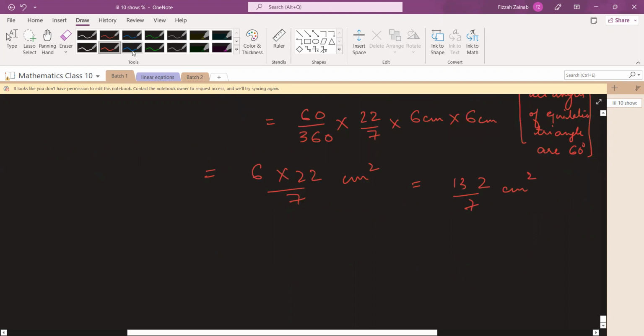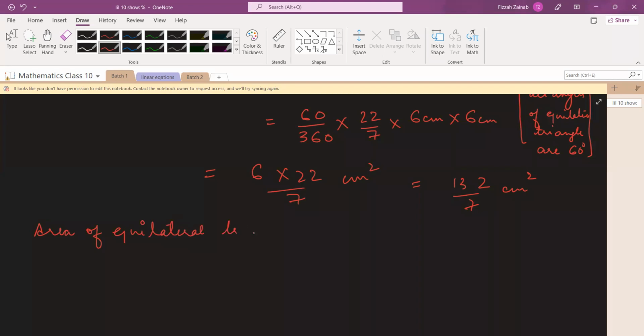Now you come to the area of the triangle. Area of equilateral triangle. See, now this is an equilateral triangle. Now try to understand this thing. And what is given to you? Only it is given that the side is 12 centimeter, correct?